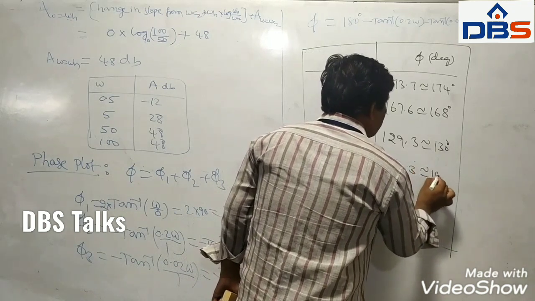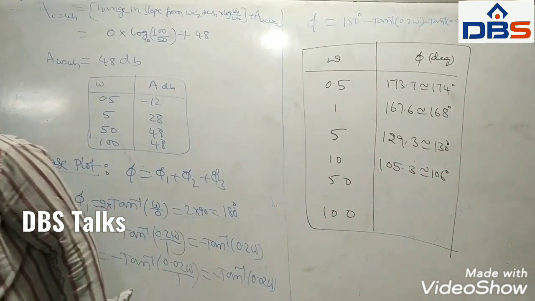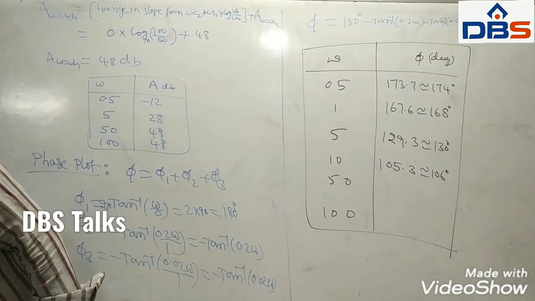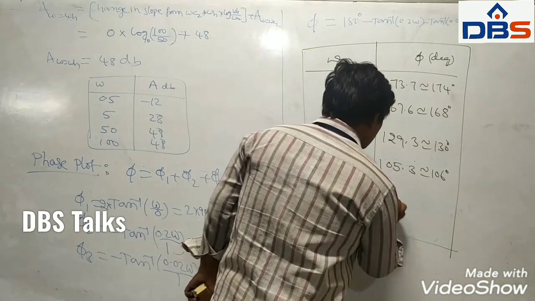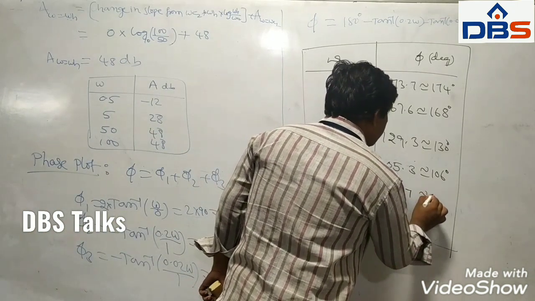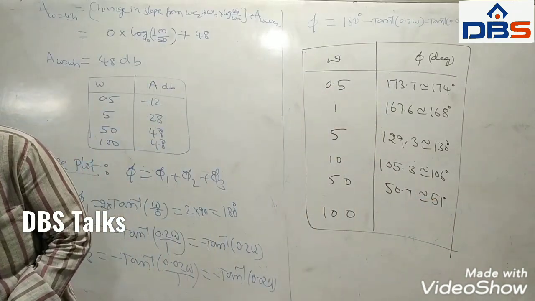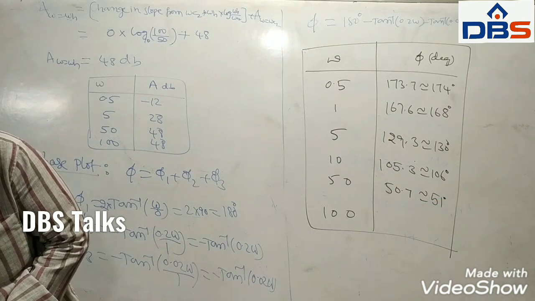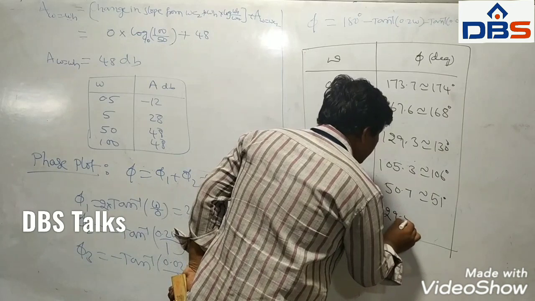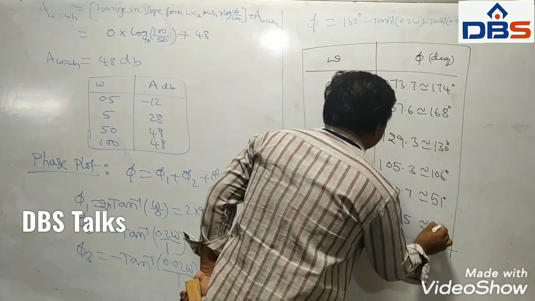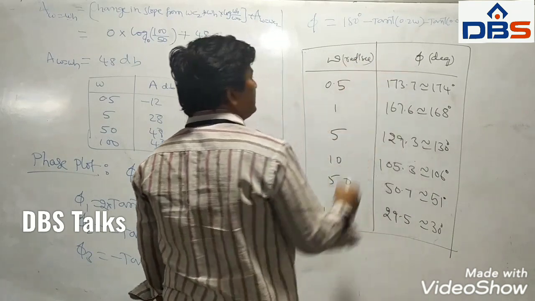So approximately 106 degrees, and suppose we put omega equal to 50 radians per second, the value is 50.7, approximately 51 degrees, and lastly we put omega equal to 100 radians per second. We are getting 29.5, approximately 30 degrees. So this is radians per second and this is degrees.